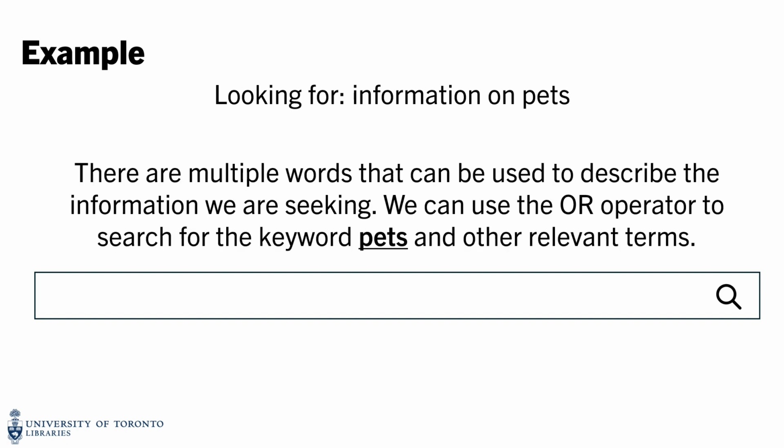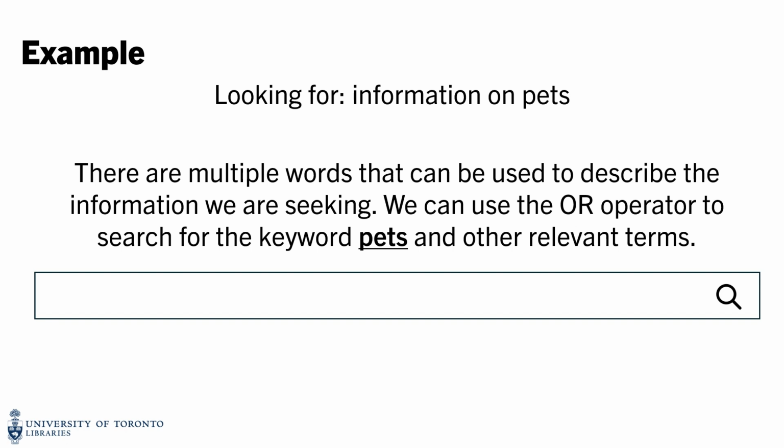Let's go over another example. Say that we are interested in finding information on pets. There are multiple words that can be used to describe the information we are seeking. We can use the OR operator to search for the keyword pets and other relevant terms.